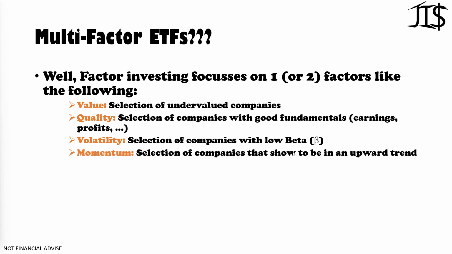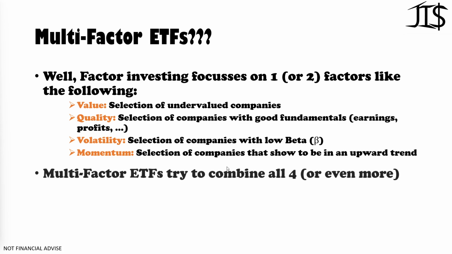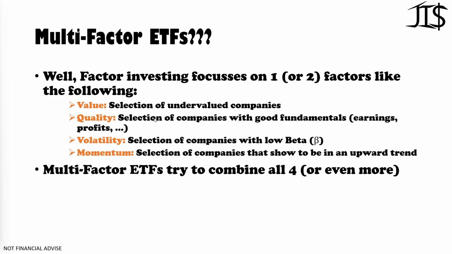Another thing, momentum investing. So there you focus on companies that are in a good flow. Like for example now, the artificial intelligence companies, they are truly in a good flow. So when you focus on those companies right now in your investing strategy, you're a momentum investor. Multi-factor ETFs, they try to combine all those four factors and sometimes even more.